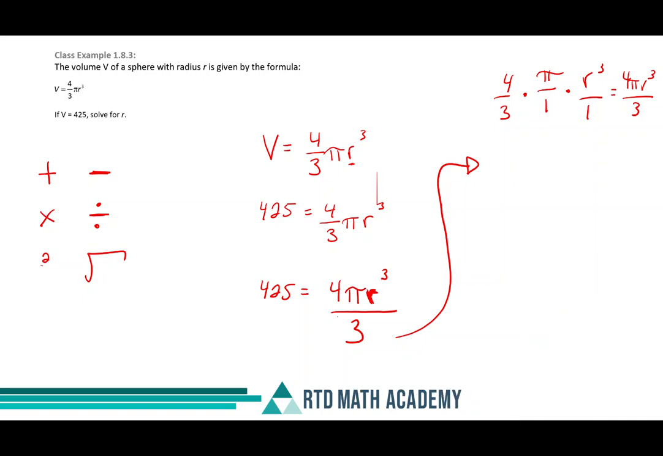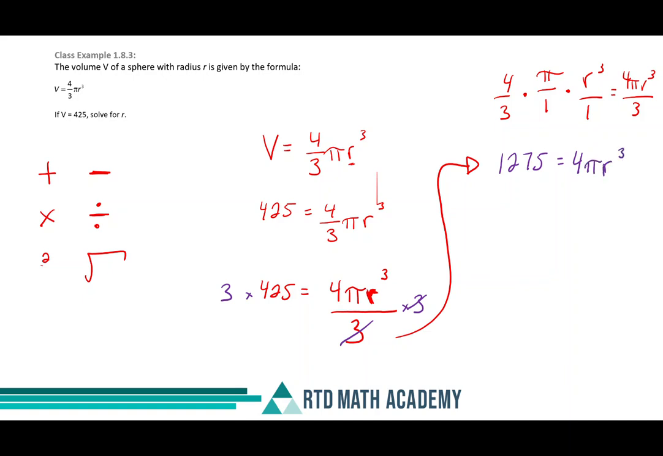So I can see that I am dividing by 3. I know the opposite of dividing by 3 is multiplying by 3. So I'm going to multiply this side by 3. And to balance things out, whatever I do to one side, I have to do to the other. Now divide by 3 and multiply by 3 cancel each other out. And then I'm going to take 425 and multiply that by 3, and I get 1,275. I'm still left with 4 times pi times r cubed.